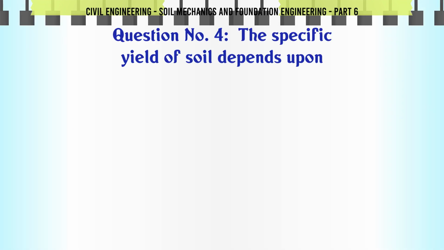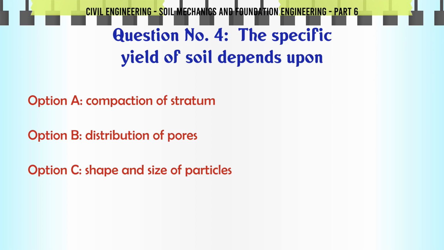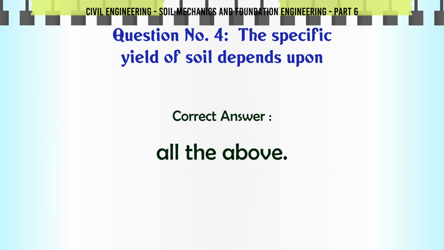The specific yield of soil depends upon A. Compaction of stratum. B. Distribution of pores. C. Shape and size of particles. D. All the above. The correct answer is all the above.